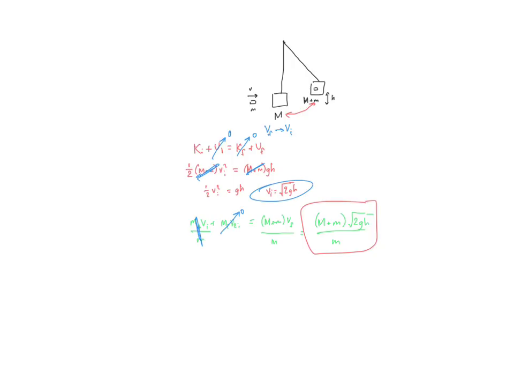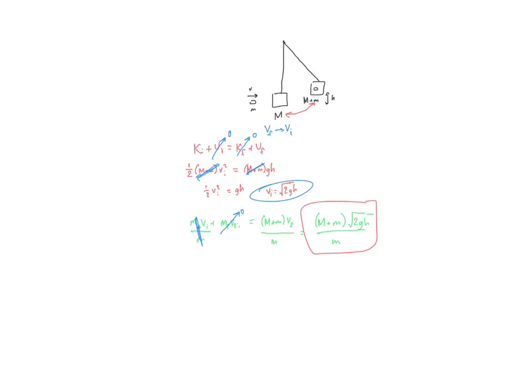So grams to kilograms, move the decimal 3 places. Centimeters to meters, move the decimal 2 places, and you should end up with the answer that's printed on the homework sheet. If you're in AP Physics 1, you can stop the video here. If you're in AP Physics C, there's one more part to this question.